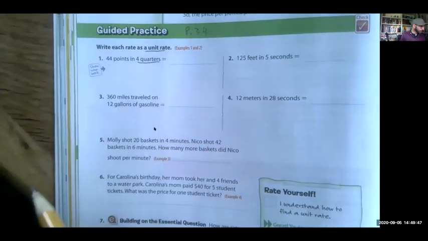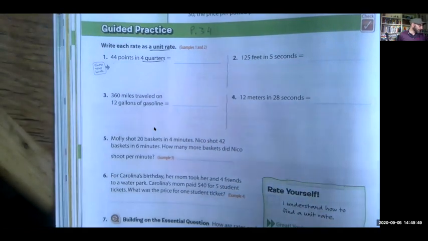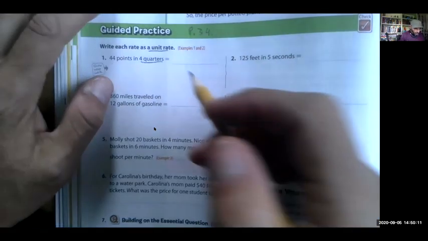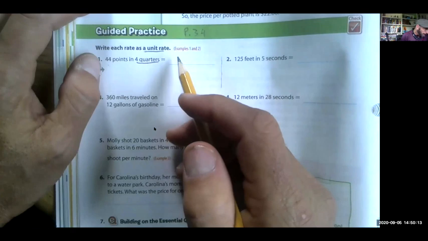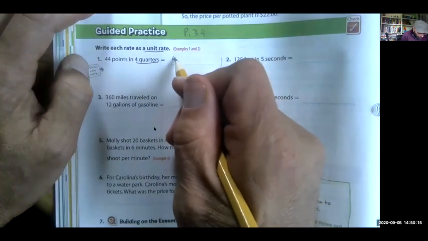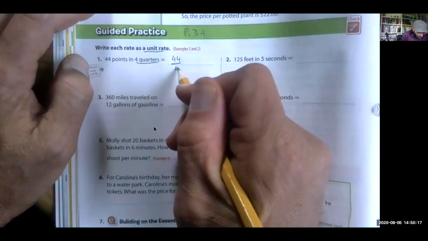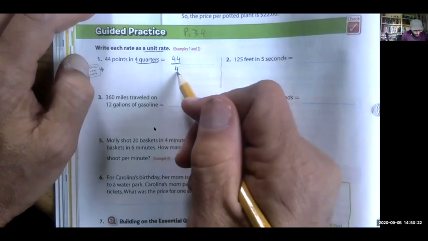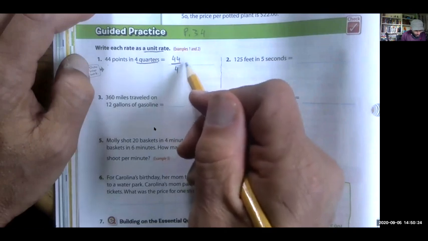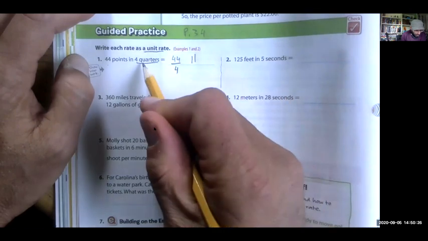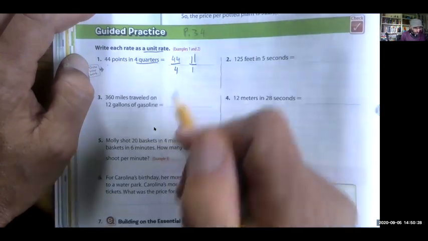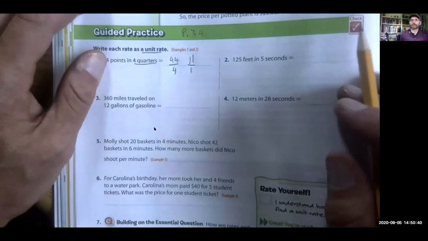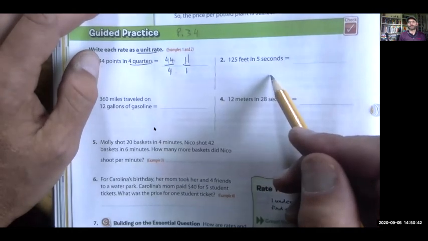Okay, so what you should have is 44 points in 4 quarters. Really that just means you're going to write 44 over 4, and then you can reduce that, or you just divide. So 44 divided by 4 is 11, so that means you're going to make 11 points in 1 quarter. So the average is going to be 11 points in 1 quarter. So now you try number 2, 125 feet in 5 seconds.